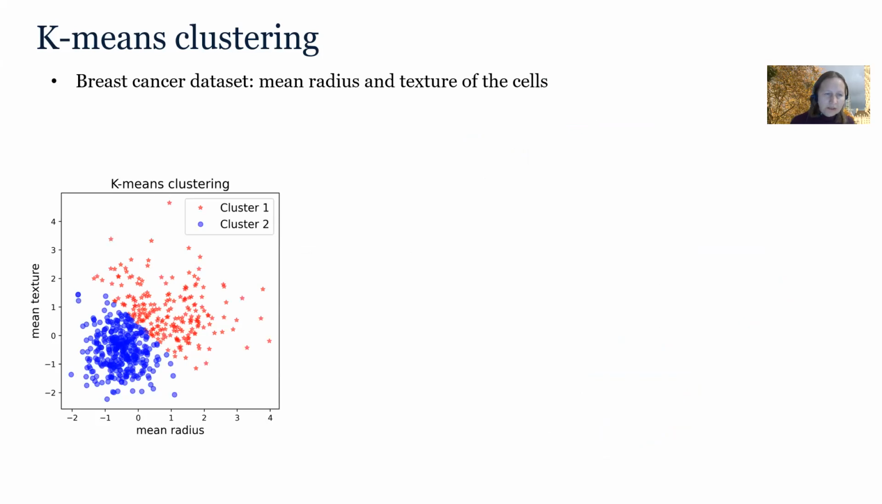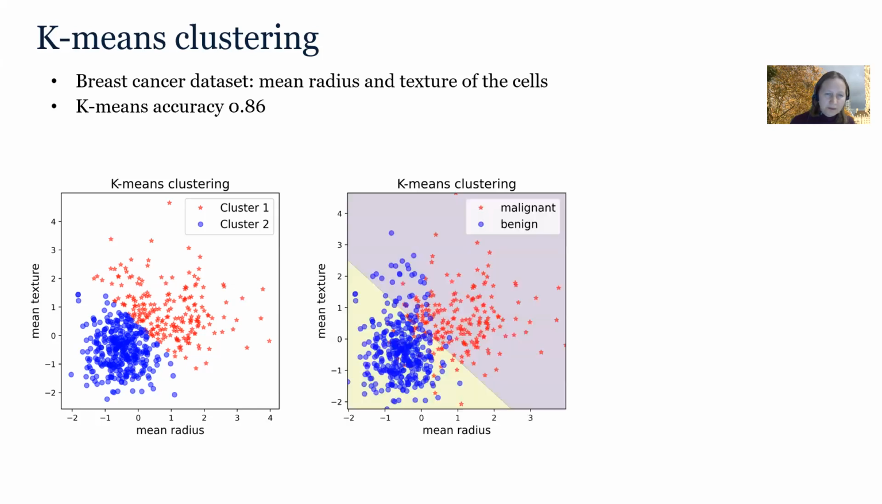So here is a result of k-means clustering for our breast cancer example with mean radius and texture of the cells. And here we can plot the boundary between the two clusters, and these are the original labels. So you see that we are not doing so badly, even though there are some misclassified samples. We have accuracy of 0.86 compared to the true labels.